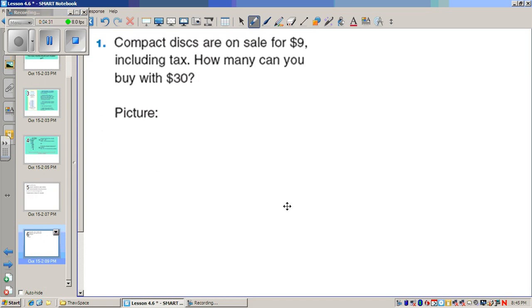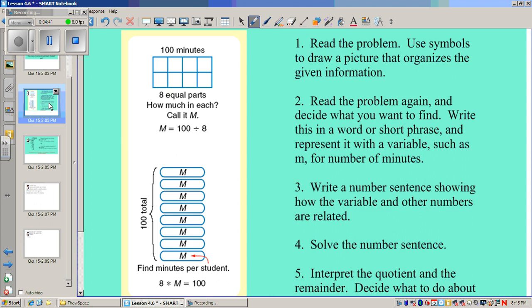So it says compact discs are on sale for $9, including tax. How many can you buy with 30? So let's go back and look at how we read it. We're going to use symbols, okay? And it says read the problem again and decide what to do. And then we have to write a number story.